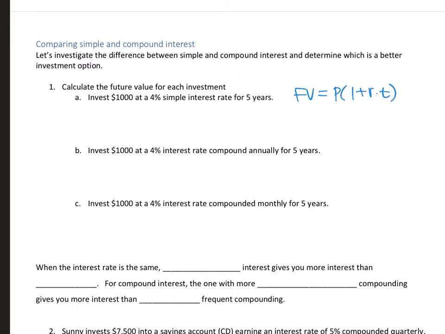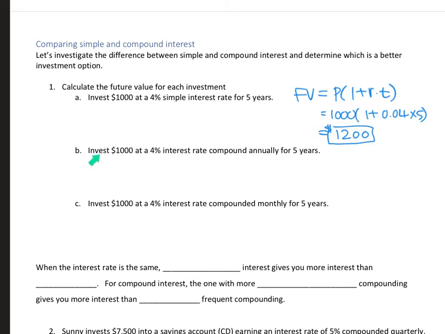So principal is 1,000, 1 plus interest rate R, which is 0.04, times time, which is 5 years. When you calculate that out, I'm going to get 1,200. So that means if you invest $1,000 today and wait for 5 years at 4% simple interest rate, you'll have 1,200. Pretty good. Made 200.